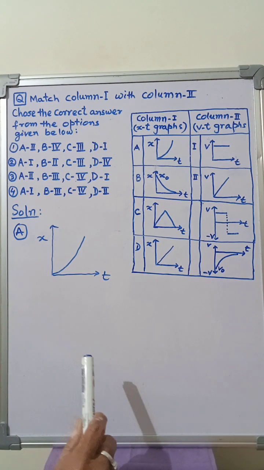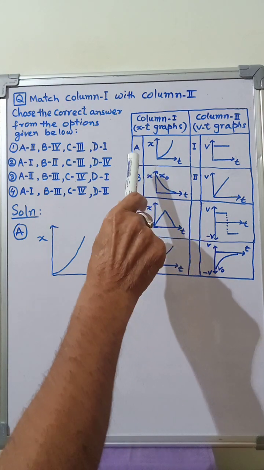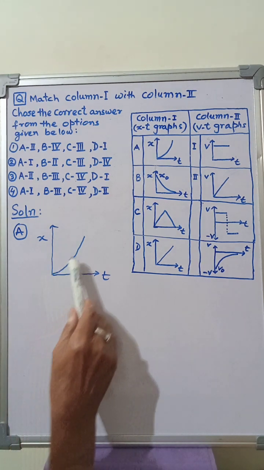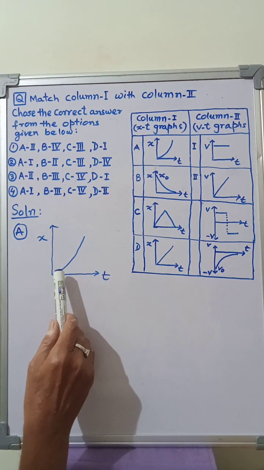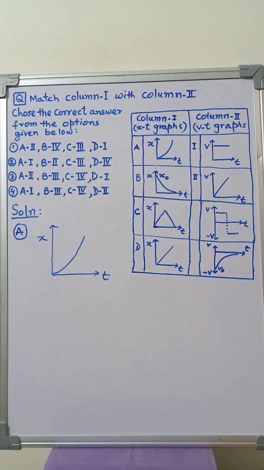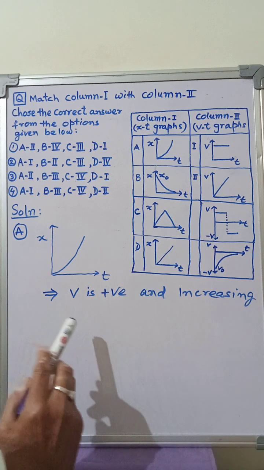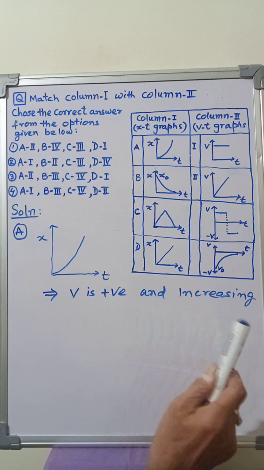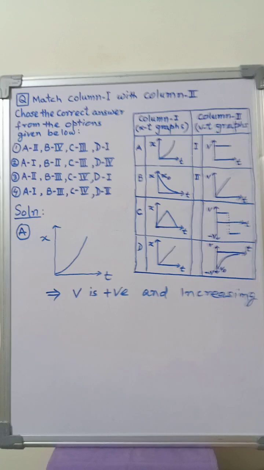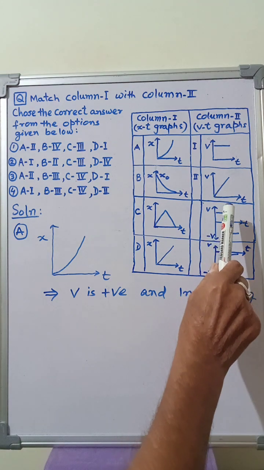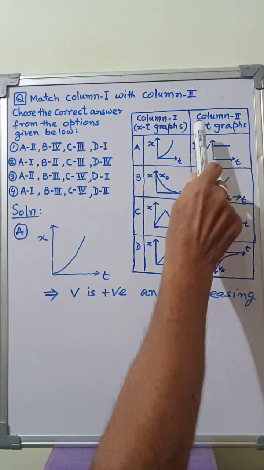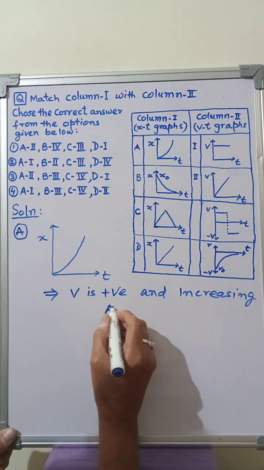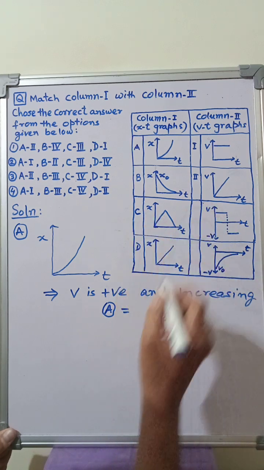Let us first examine the displacement time graph in A, this one. The slope of this graph is positive and also increasing gradually. Therefore, the corresponding velocity also has to be positive and also must be increasing with time, which tallies with the VT graph, the second VT graph. Therefore, we can safely write A is equal to 2.